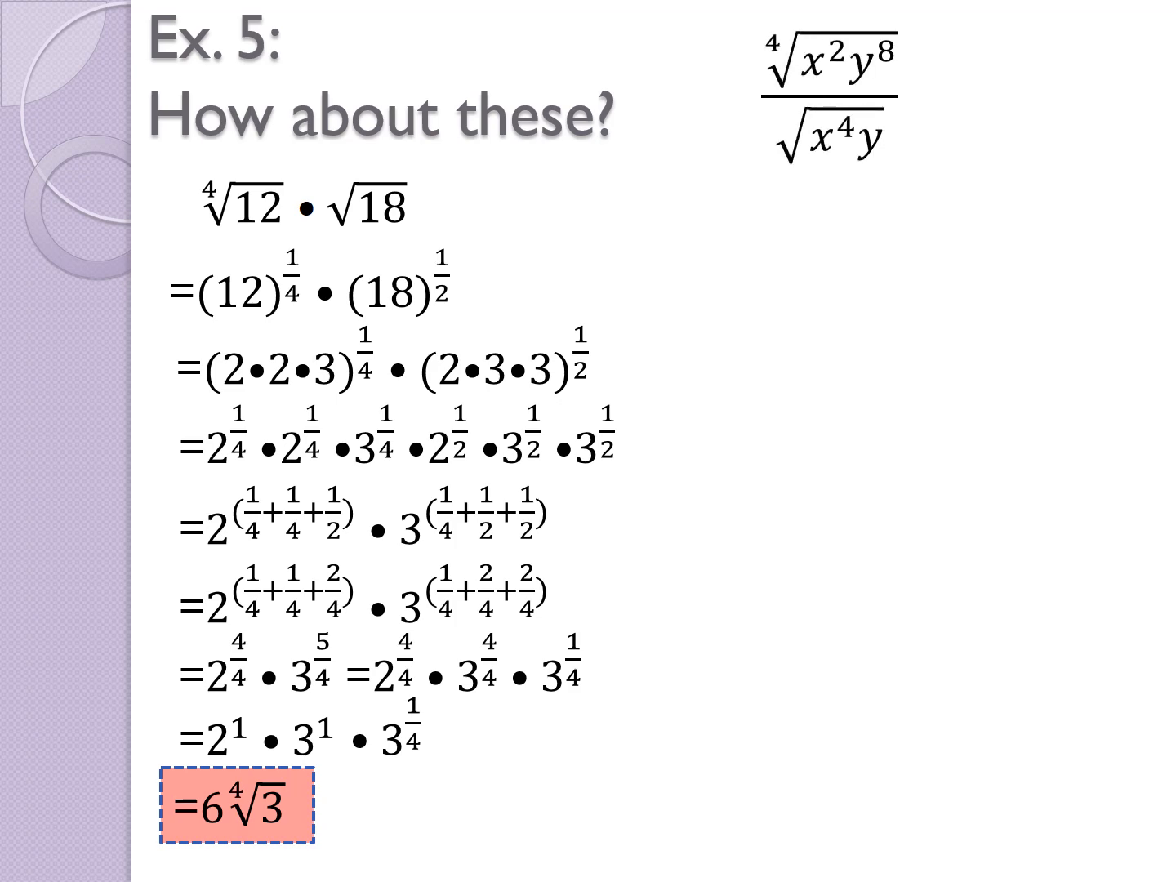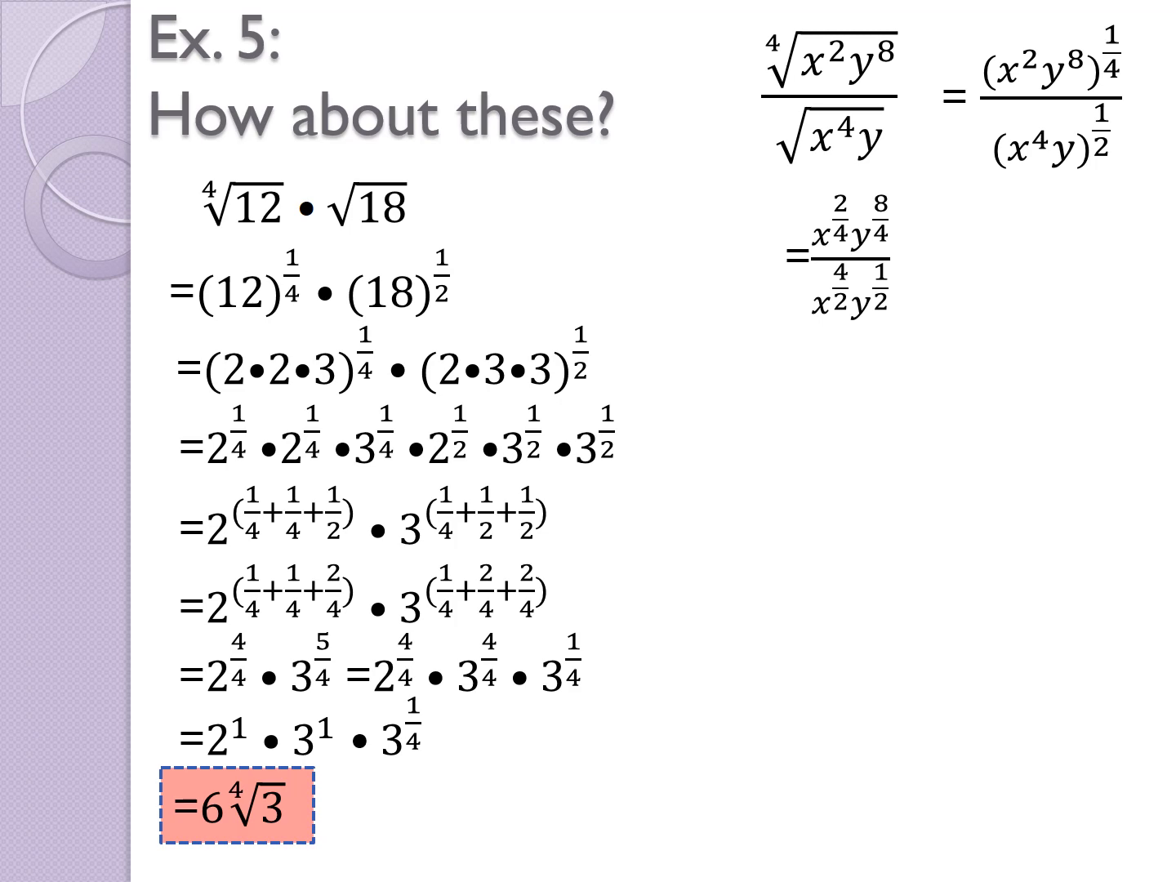Last example. Again, another fourth root being divided by a square root. But first step, you can't do this. So first step is you always have to change it to a rational exponent. So to the 1/4 and the 1/2 power. And now we just do the Oprah rule. You get a 1/4, you get a 1/4, you get a 1/2, you get a 1/2.